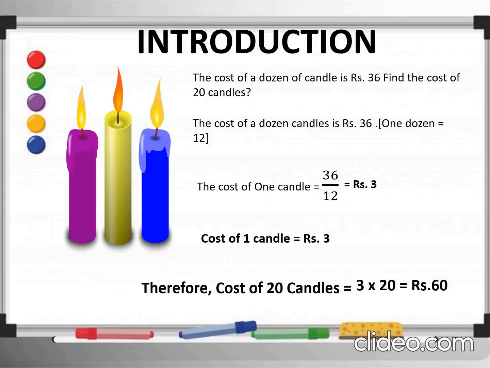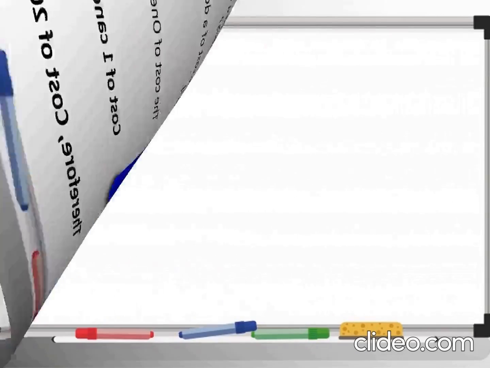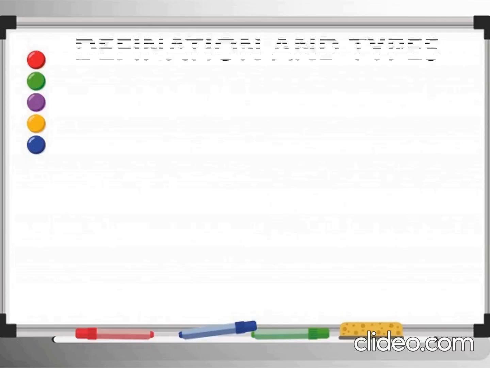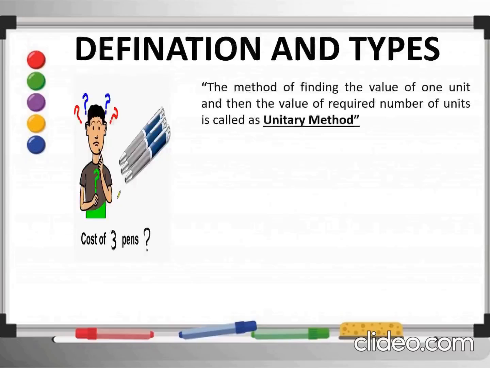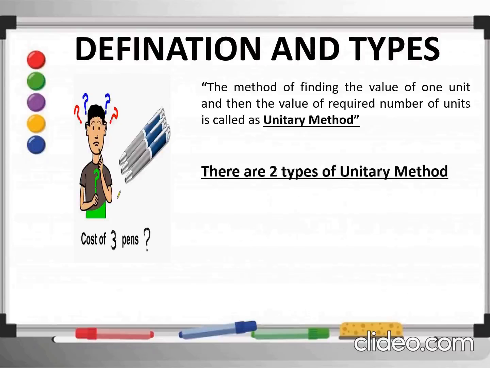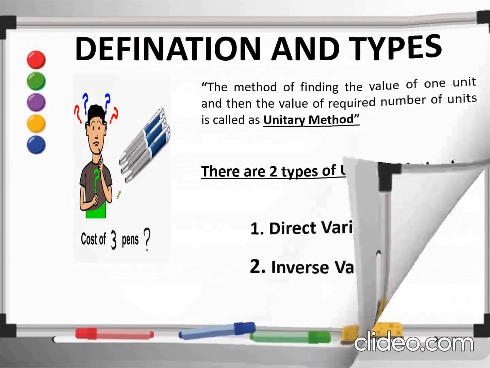Now, let's look at the definition and types of unitary method. The method of finding the value of one unit and the value of required number of units is called unitary method. There are two types of unitary method: direct variation and inverse variation. Let's see direct variation.